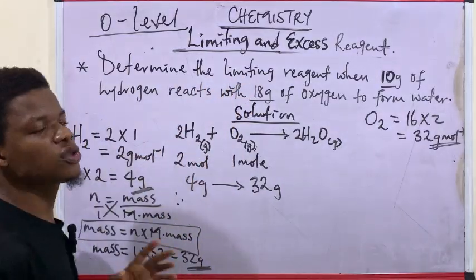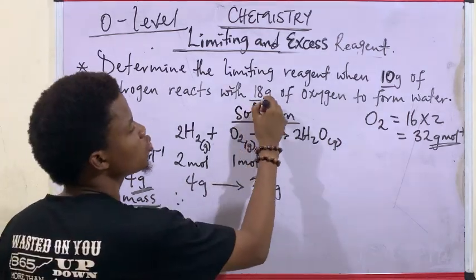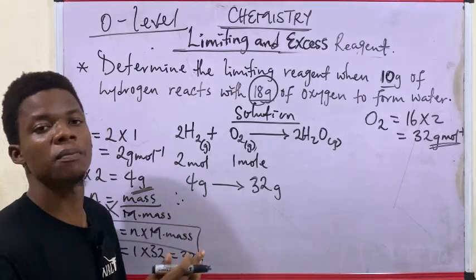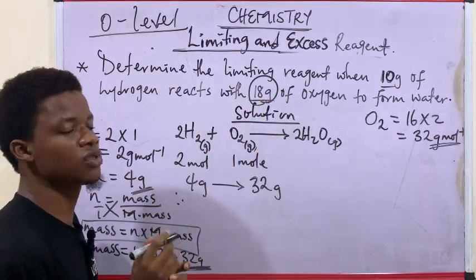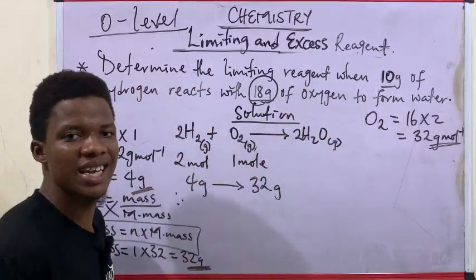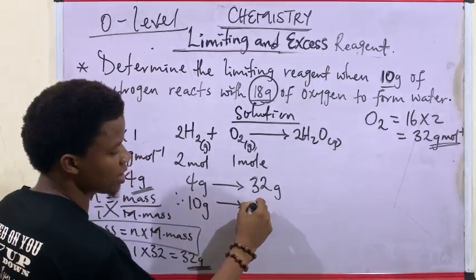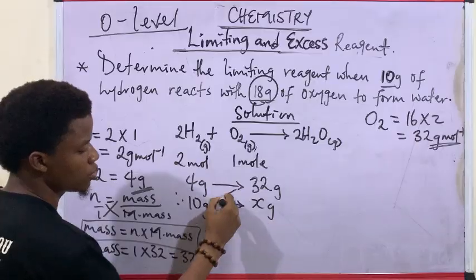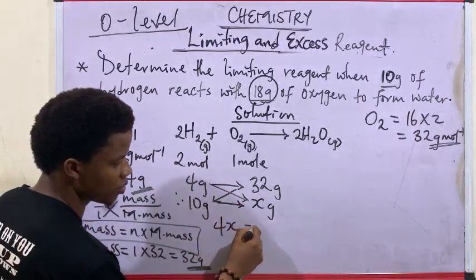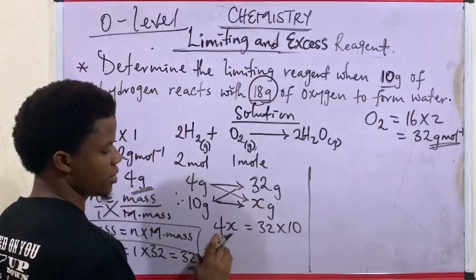So now let us assume that we do not know the mass of oxygen, that we want to look for the mass of oxygen. Let's try to get the mass of oxygen that will completely react with 10 gram of hydrogen. So 10 gram of hydrogen will react with x gram of oxygen. When we cross multiply, what do we have? 4 times x, that is 4x, equals 32 times 10.